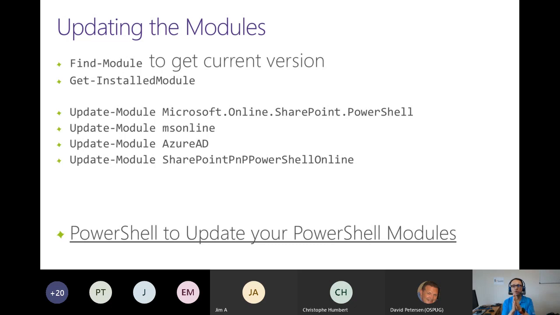So you can use Find-Module to get the current version, and I should have looked at the slide a little better to get the fonts better. That will give you the current version of any module. You can use Get-InstalledModule to see what version you have of that module that's installed. And that's kind of an example here. So Update-Module, whatever, SharePoint Online, Azure, whatever.